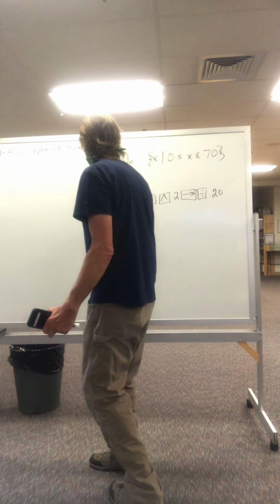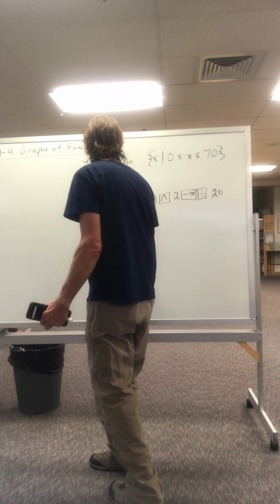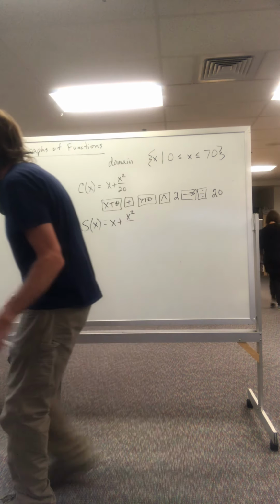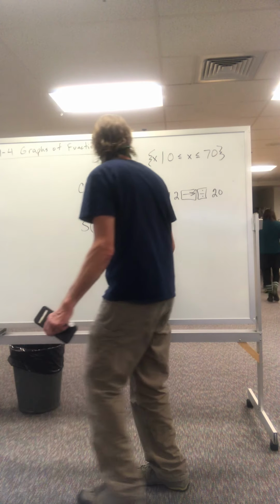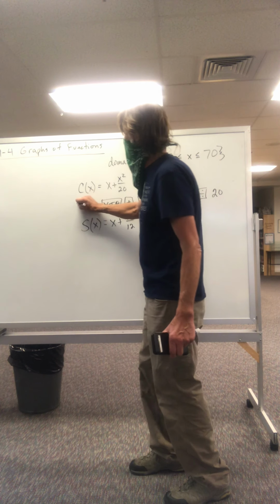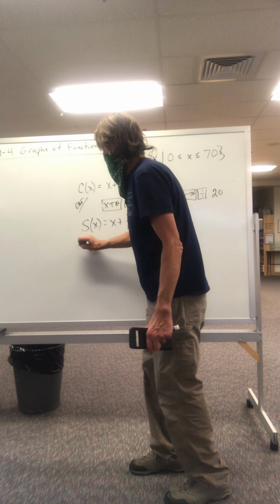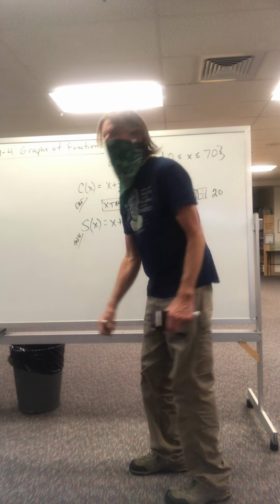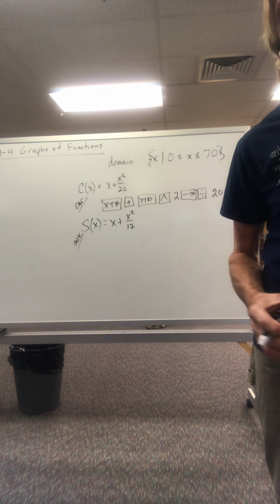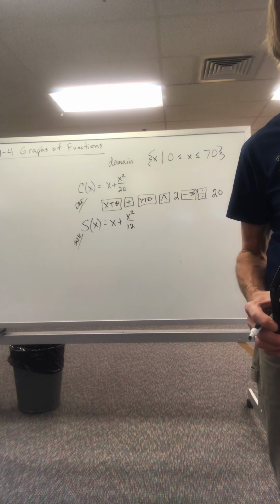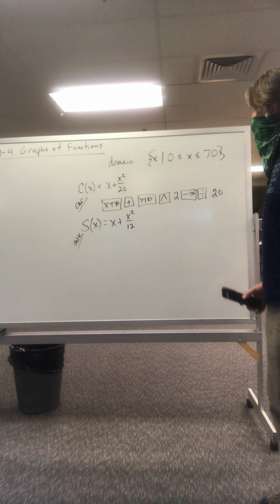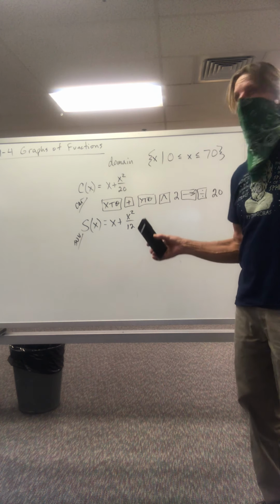But let's do s of x. That's going to be x plus x squared over, say, 12. And this function here, this is for an SUV and this is for a car. So cars stop a little bit quicker than sport utility vehicles, which makes sense. Lower to the ground, they're meant to be driven differently. And we're going to get two different looking graphs.